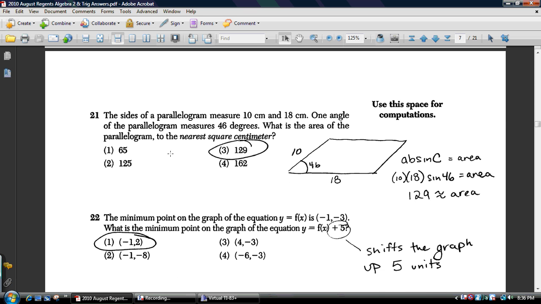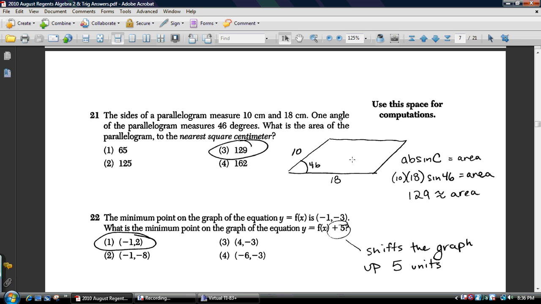The sides of a parallelogram measure 10 and 8. That's what I drew in. One angle of the parallelogram measures 46 degrees. What's the area of the parallelogram to the nearest square centimeter? So I'm telling you right now, it doesn't matter whether you put the 46 here or the 46 here and make this 134. It will both be the same because we're going to use the sine formula for area.